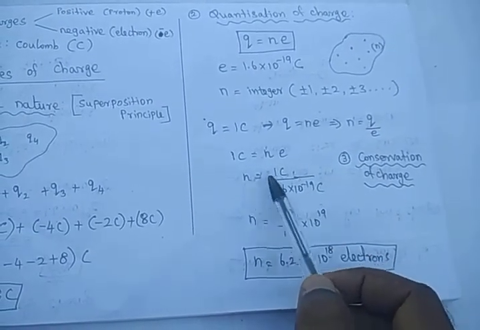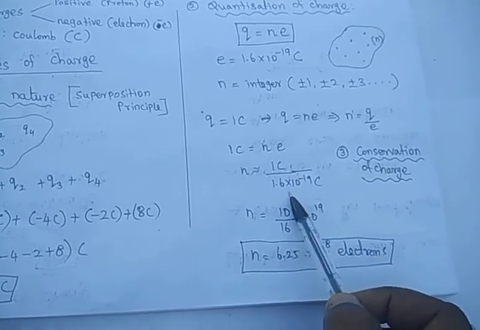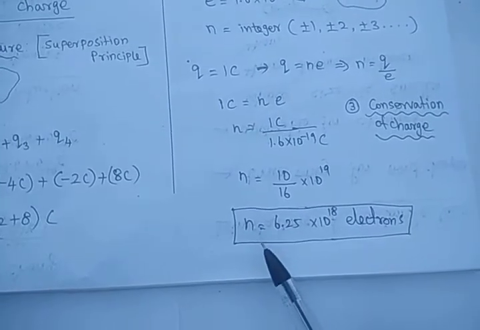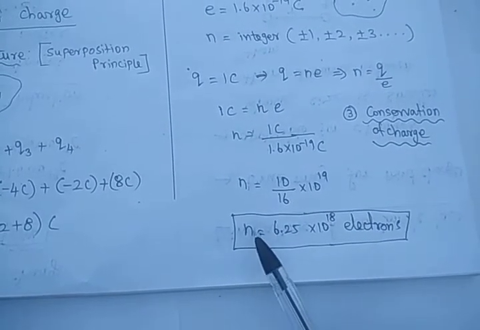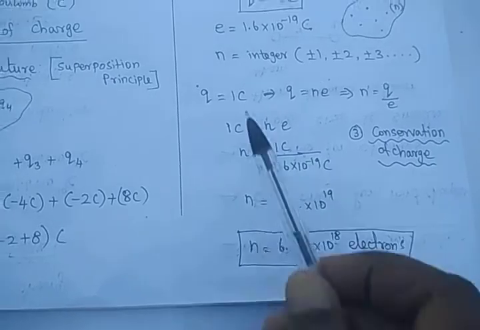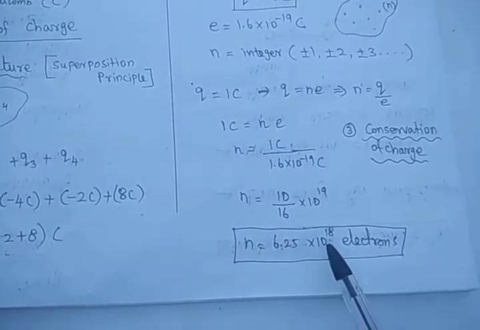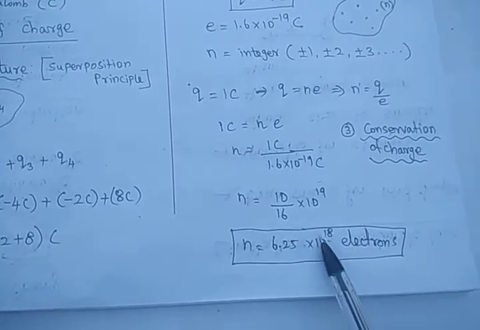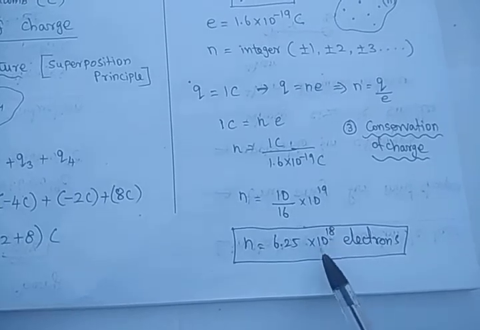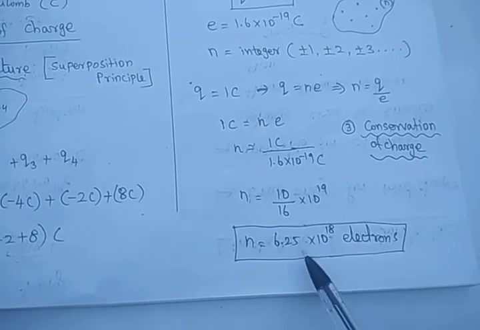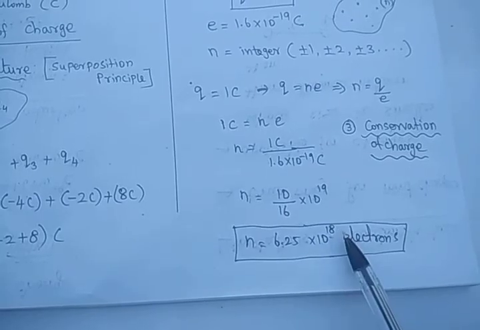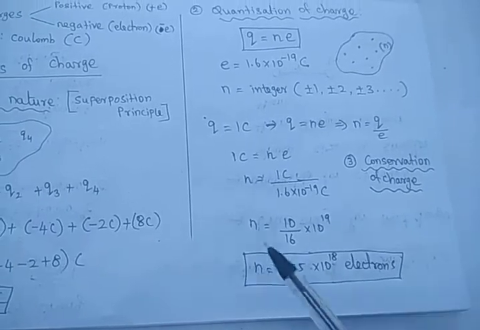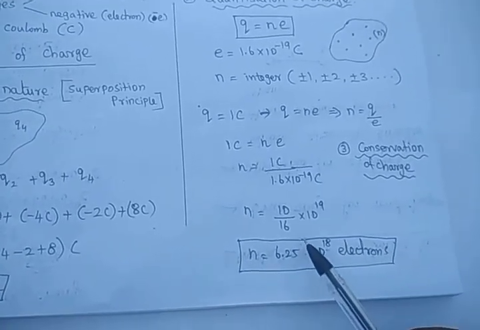By substituting N is equal to Q by e, with Q equal to 1 coulomb and e equal to 1.6 into 10 power minus 19 coulomb, and doing this simplification, we get the answer. The number of electrons present in 1 coulomb of charge is 6.25 into 10 power 18 electrons. Listen, students, 10 power 3 is a thousand, 10 power 6 is lakhs, so 10 power 18 is crores and crores of electrons present in only about 1 coulomb of charge itself. Let us imagine what 5 coulomb, 10 coulomb and 1000 coulomb of charges would be.